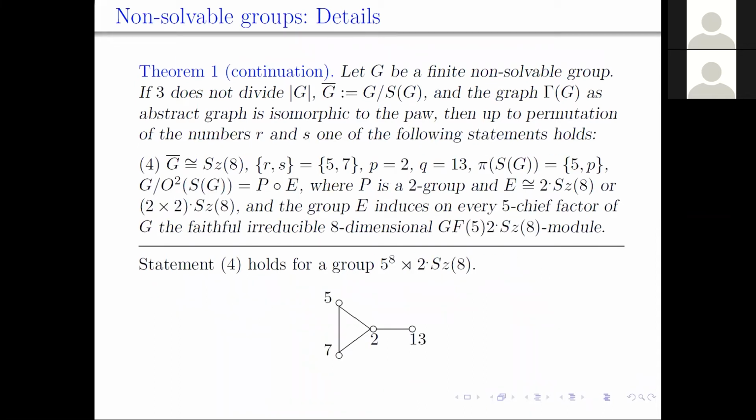And the last possibility, G dash is equal to Suzuki 8, and the conditions on numbers R, S, P, Q and the normal structure of G you can see on this slide. And this possibility is realized by the group of the following shape. And we can see the Gruenberg-Kegel graph of this group on this slide.